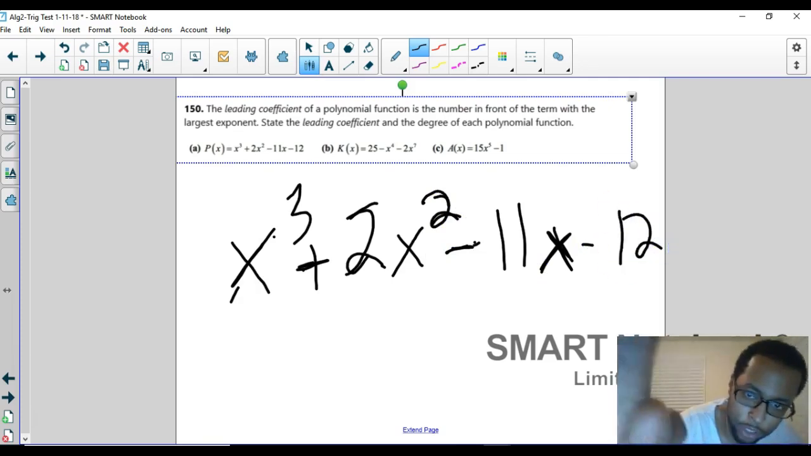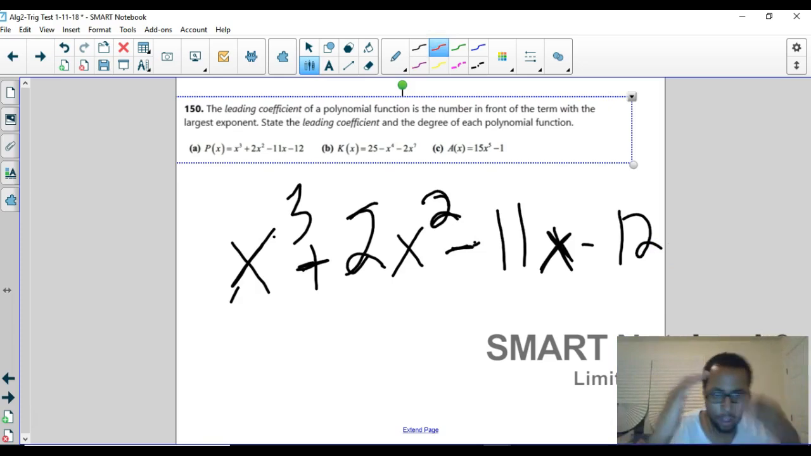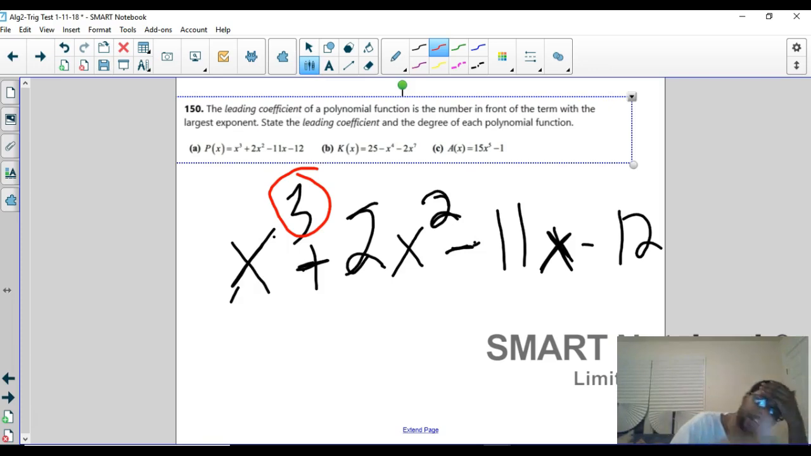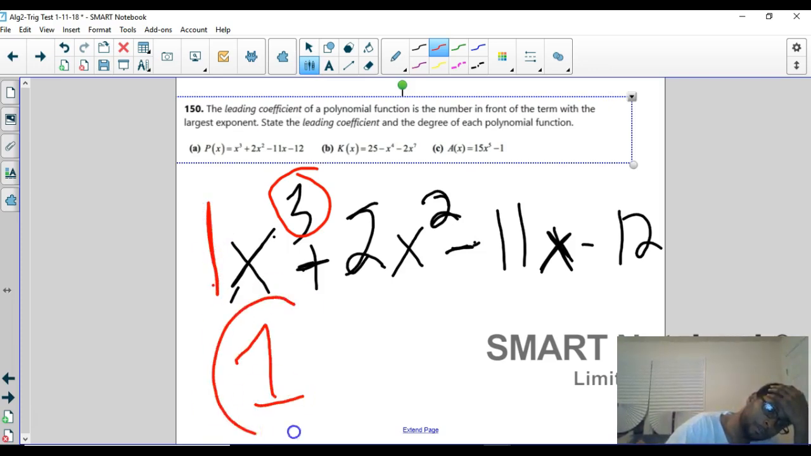So, my leading coefficient is the one with the highest exponent. If I look, the one with the highest exponent is going to be 3. So my leading coefficient is not the 3, it's the number in front of the 3. Because there's no number here, we have to remember there's an imaginary 1. So the leading coefficient for this one is going to be 1.